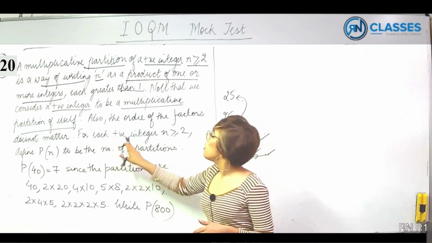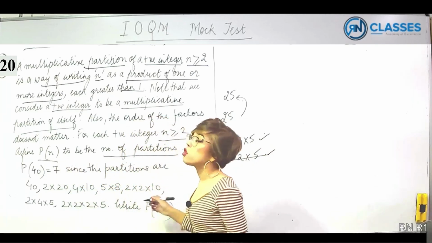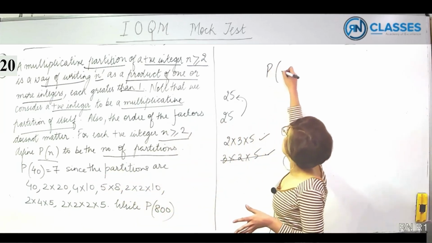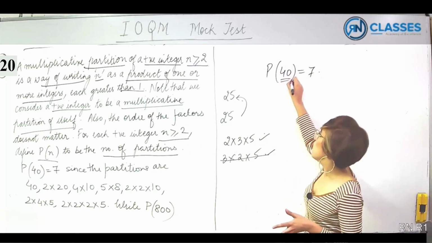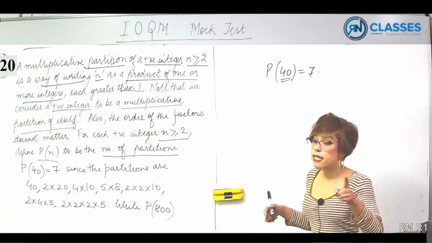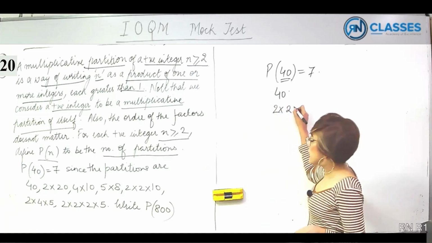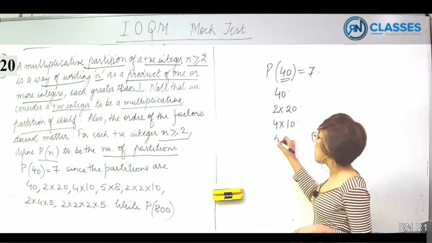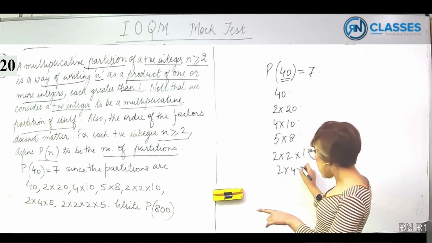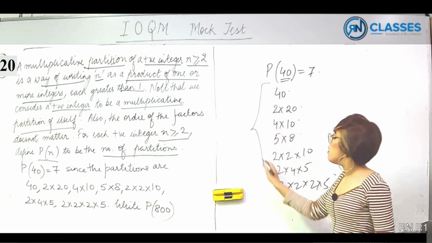For each positive integer n greater than or equal to 2, define P of n to be the number of partitions possible. So, P of 40 is given to you, which is equal to 7. That means the number of ways of writing 40 as a product of one or more integers is 7. And he has given that. First one is 40, second is 2 into 20, then 4 into 10, then 5 into 8, then 2 into 2 into 10, 2 into 4 into 5, then 2 into 2 into 2 into 5. So you can see that these are 7 in number.